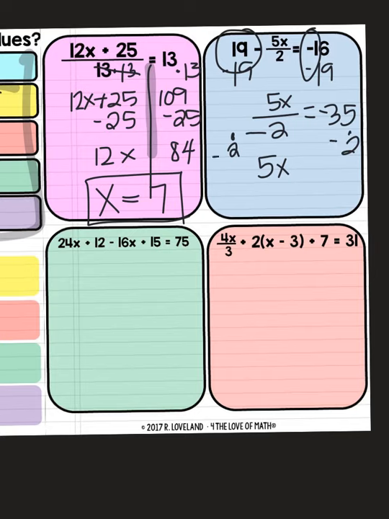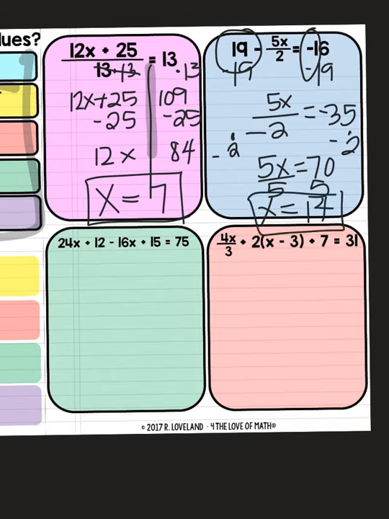I get negative 35 times negative 2. That equals positive 70. Now I just have to figure out what 70 divided by 5 is. And 70 divided by 5 is 15. I'm sorry, 14. Didn't look right.